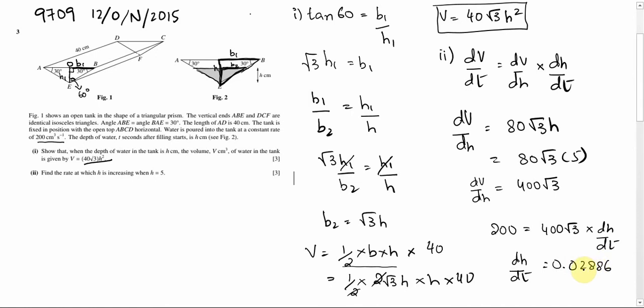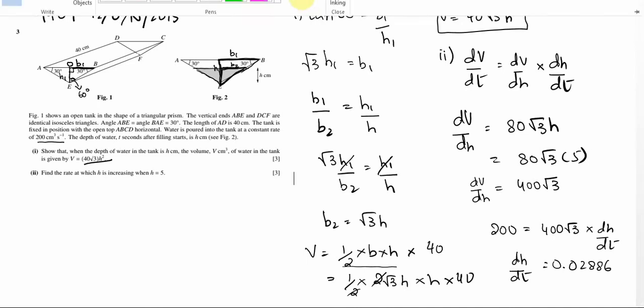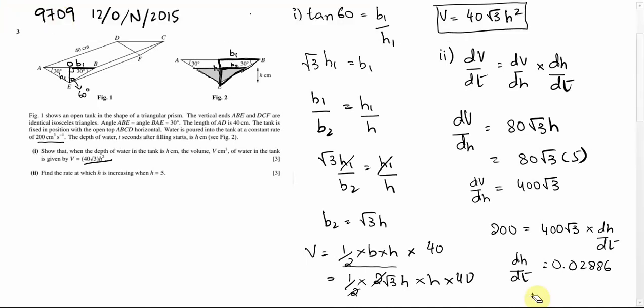0.2886, which when rounded off will become 0.29. So h is increasing at a rate of 0.29.